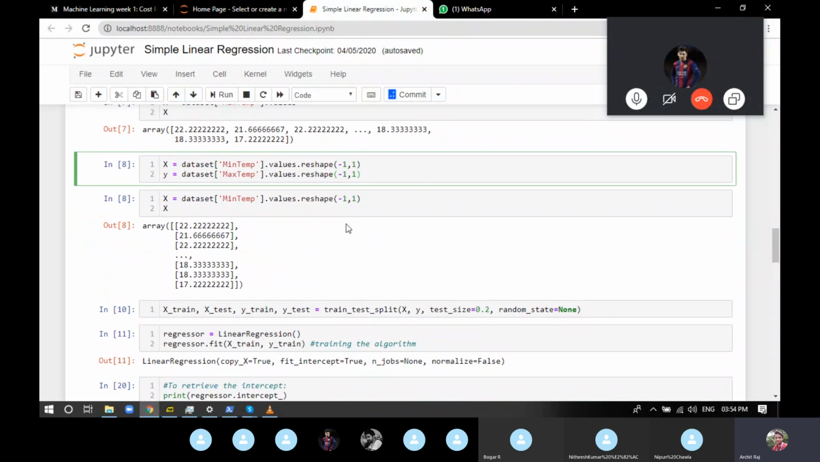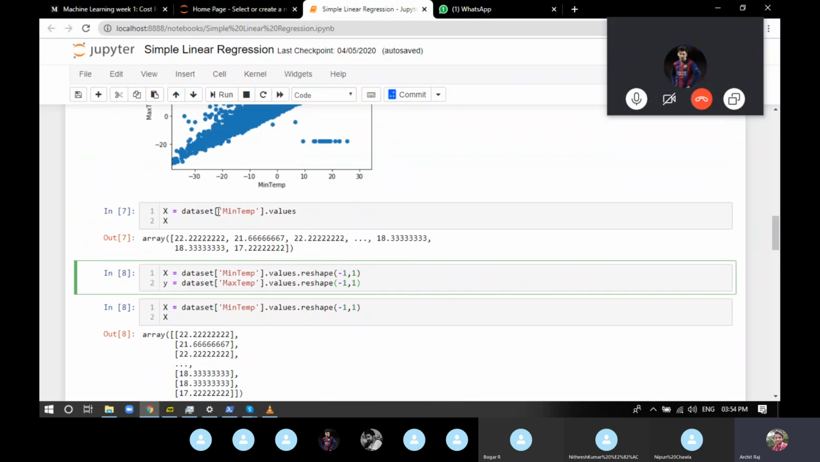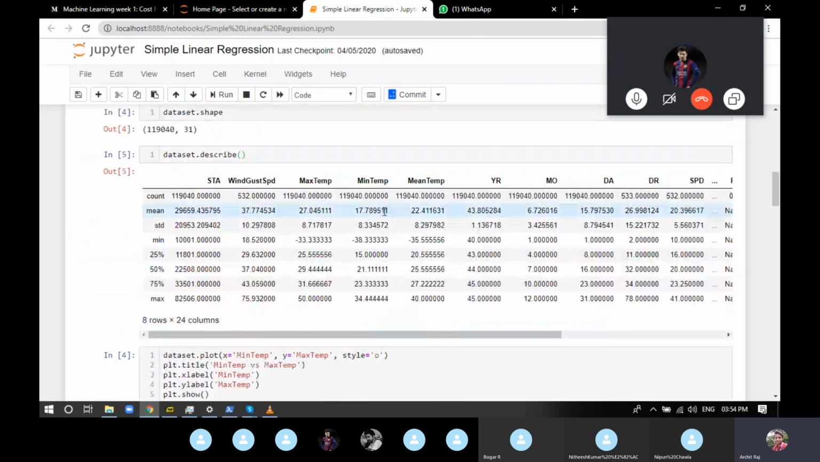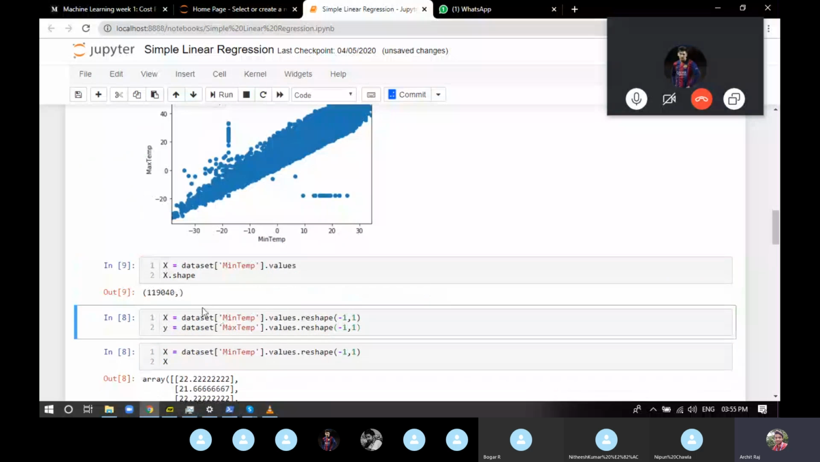It's not going to accept 1D data. And if it's a minimum temperature, it's a single column, so it's going to be 1D data. If you go and find the shape of this, you can see there are 1,19,040 rows and no columns. It means it's 1D data. You want to give it 2D data.